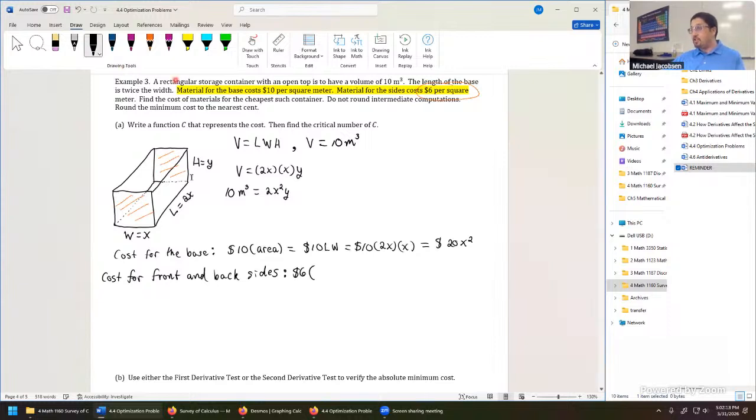So if we take $6, multiply by the area of both of these two sides, this will once again just be a number in pure dollars. Well, these sides are exactly the same. So if we find the area once, we can just double it. So here's the doubling factor, 2 times area, which will be $6. 2 times the area of these faces is going to be the width x times the height, which is this value y. So x times y.